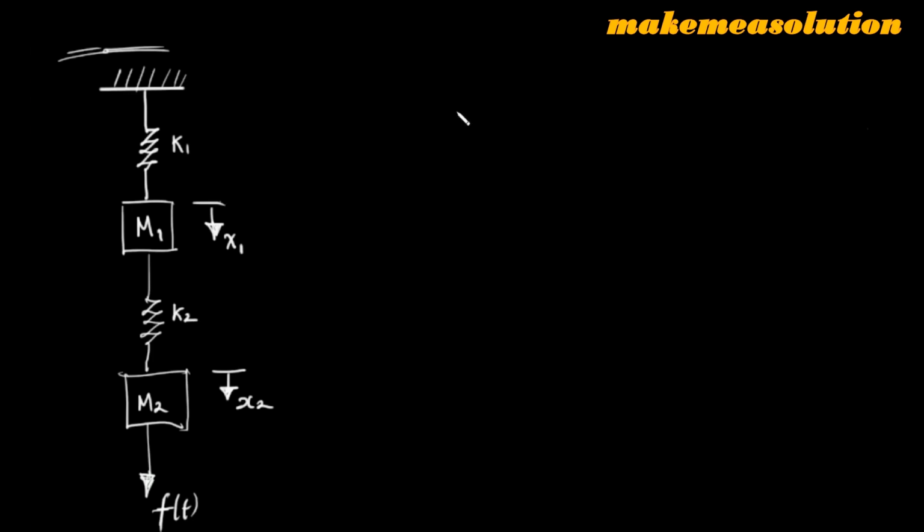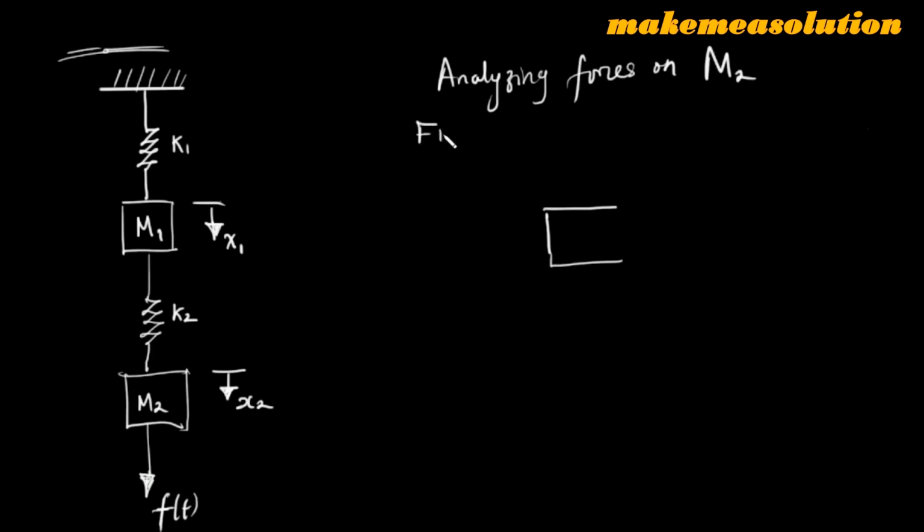So we are going to start by analyzing the forces. It's normally good to start with the outermost mass. So analyzing the forces on m2, you need to get the free body diagram on m2. So the free body diagram on m2 is what we are going to analyze.